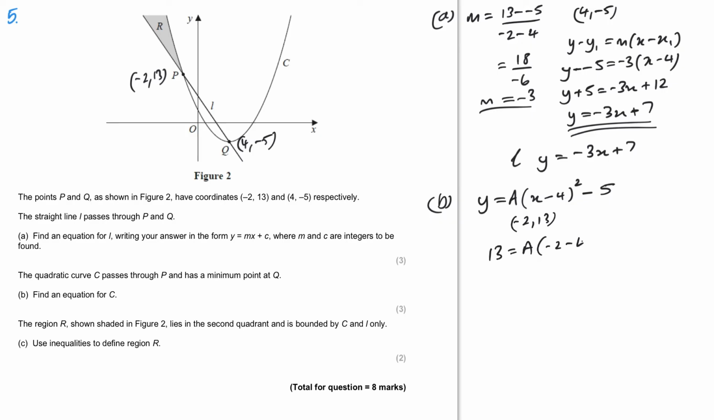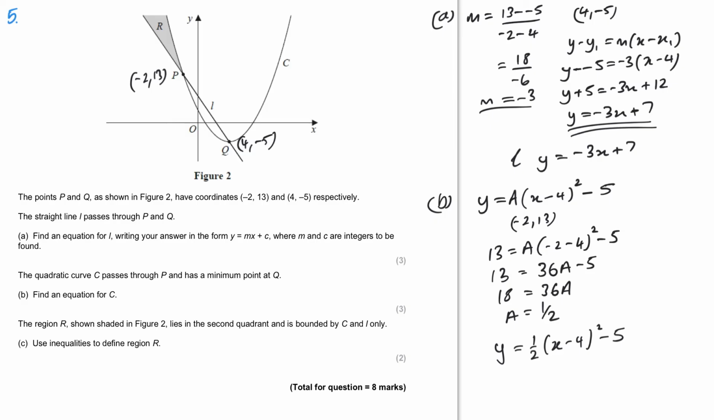So minus 2 minus 4 squared minus 5. So we get 13 equals 36a minus 5. So 18 equals 36a. a equals a half. So my equation is y equals a half (x minus 4) squared minus 5. Now I've got my second equation, or the equation of the curve.